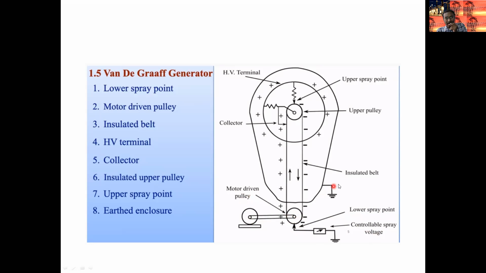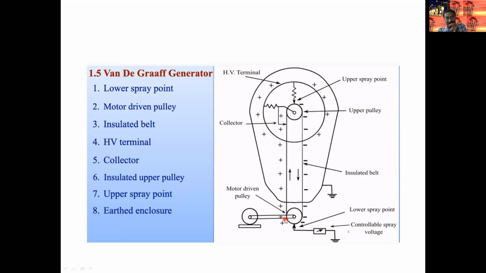And then the insulated belt. This is the insulated belt, made of rubber or silk type material, rotating on the rollers in this manner. This is the upper pulley, and this is the upper spray point, called the upper comb. The upper comb is called a receiver comb, not a spray comb. The bottom comb is called the spray comb.